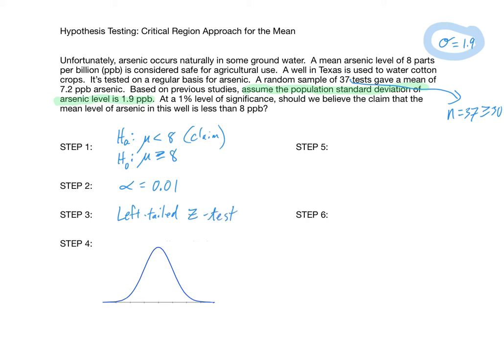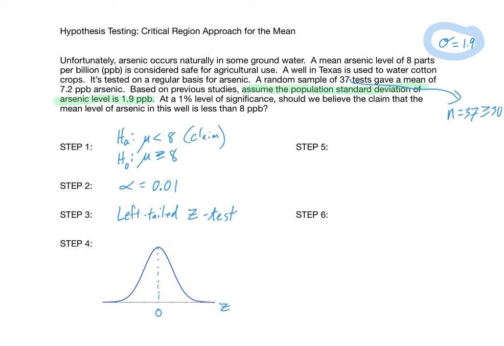So in step 4, we're now going to draw the critical region graph. And of course, this is the standard normal distribution now because we're doing a z-test. So these are z-scores along the horizontal axis. And as you already know, the standard normal distribution has a mean of 0 and it's symmetric.